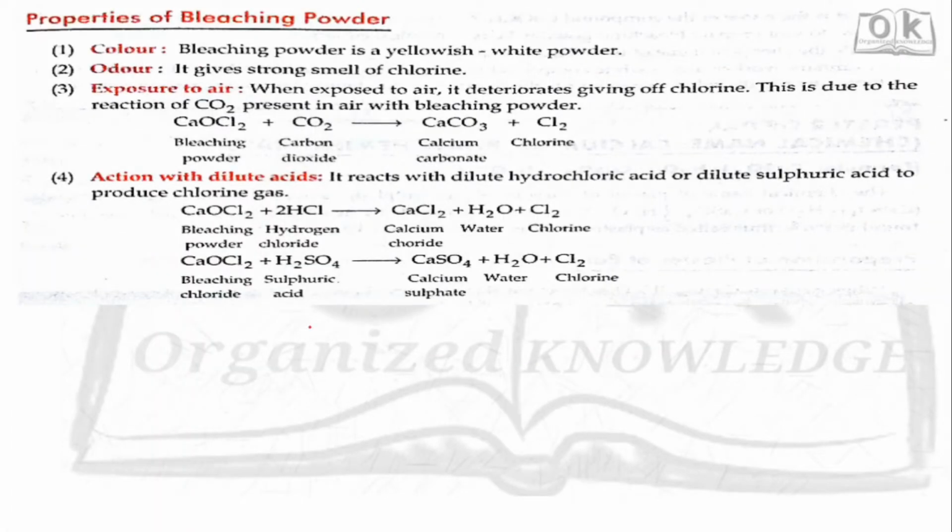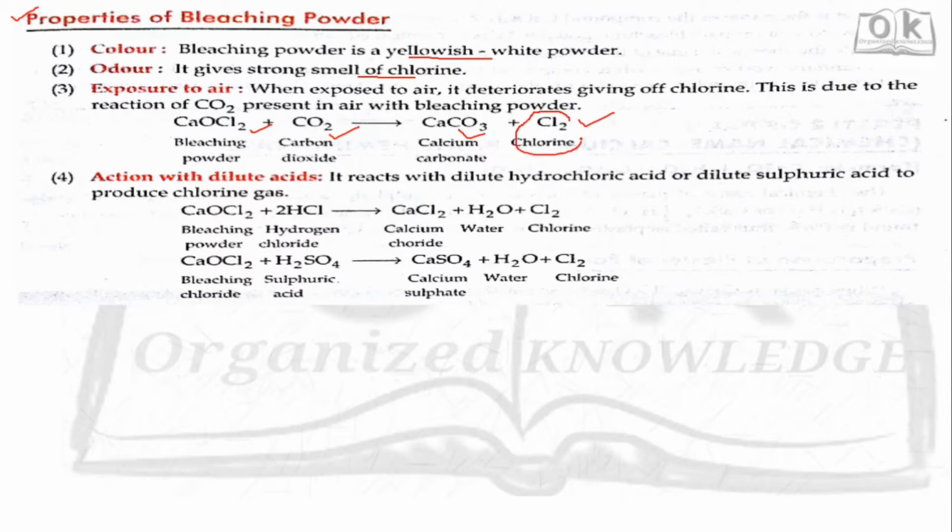Now here are some properties of bleaching powder. Color: yellowish white powder, and odor: a strong smell of chlorine. Third is exposure to air. Actually what happens here is, when we expose this salt to air, it deteriorates, giving off chlorine gas. The strong smell जो chlorine की आती है is due to the reaction of calcium oxychloride, that is bleaching powder, with carbon dioxide, and there will be the formation of calcium carbonate. Calcium carbonate form हो जाएगा and chlorine gas will be evolved here, and the smell is due to this chlorine.